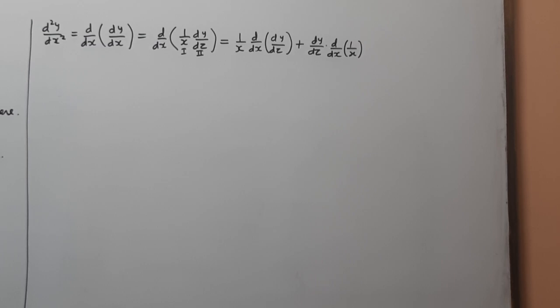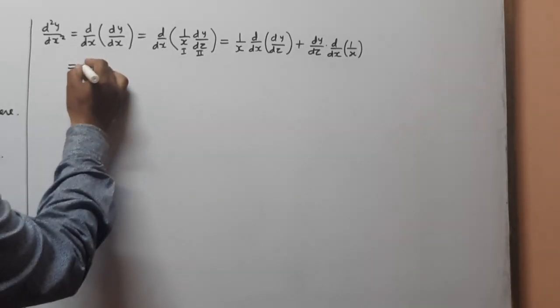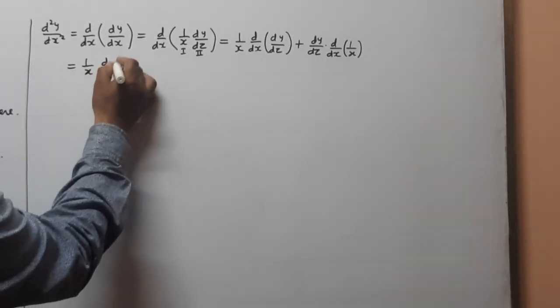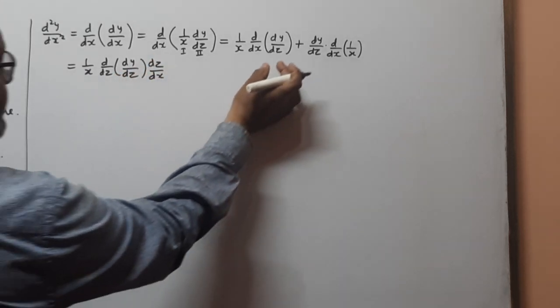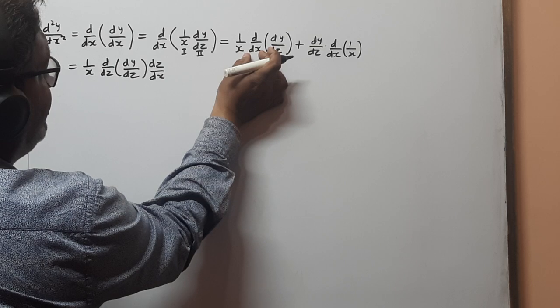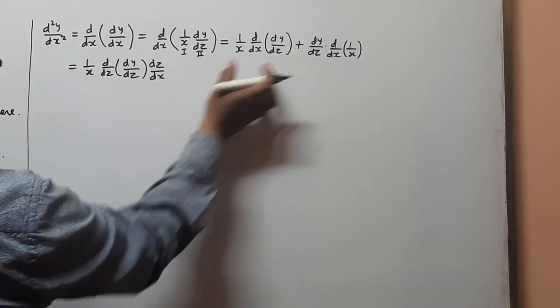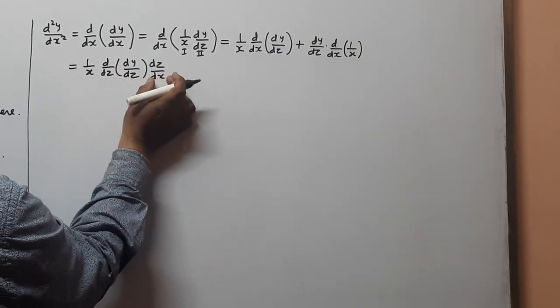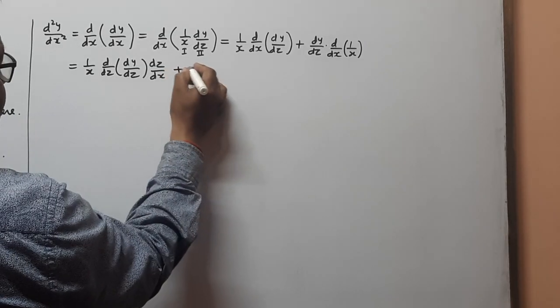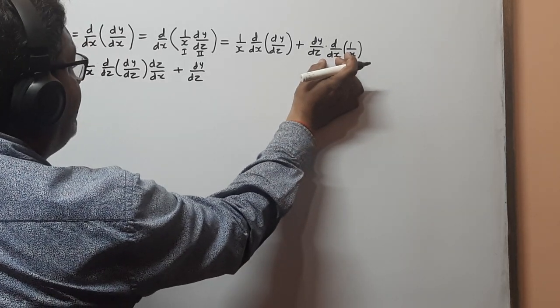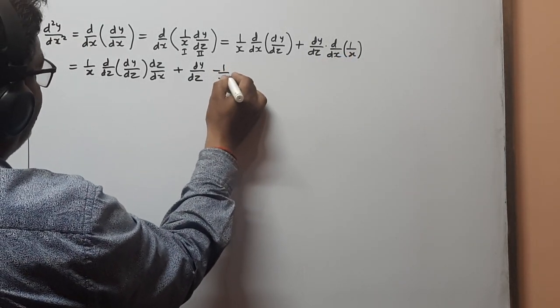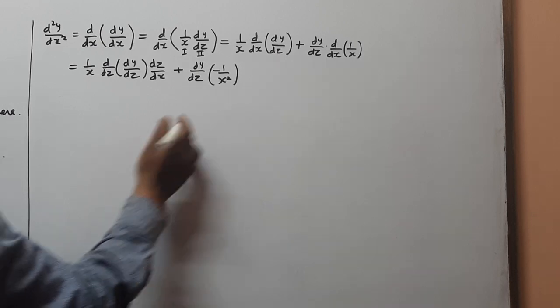Now this differentiation of dy by dz can be written as 1 upon x times d by dz of dy by dz multiplied by dz by dx, because this is a function of z and we have to differentiate with respect to x. So this can be written as d by dz of dy by dz multiplied by dz by dx plus dy by dz. When we differentiate 1 upon x with respect to x, we get minus 1 upon x square.